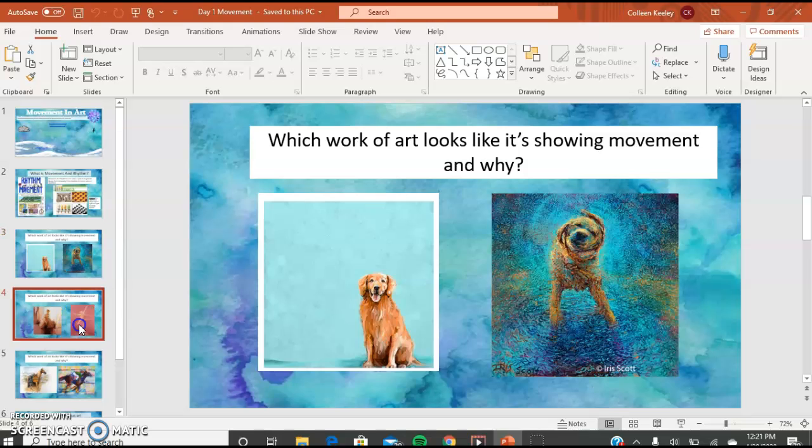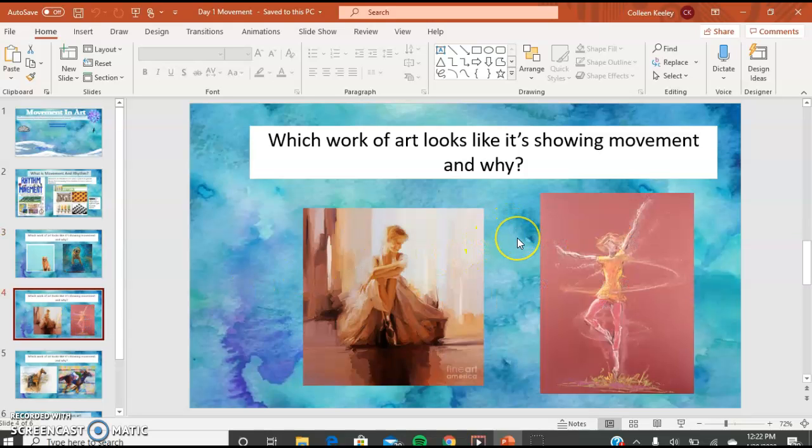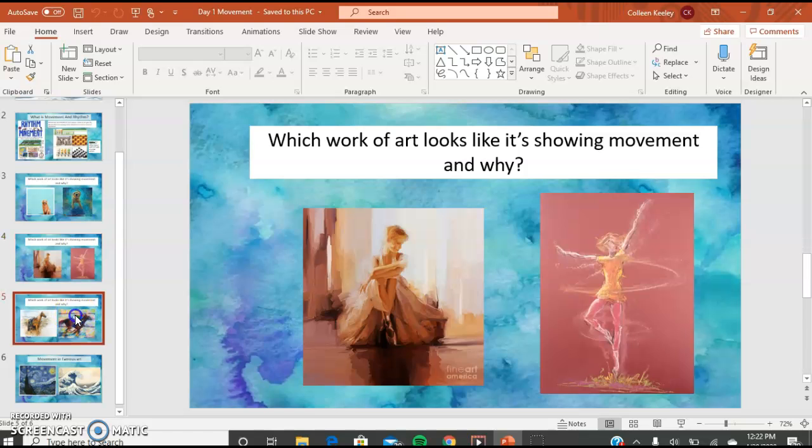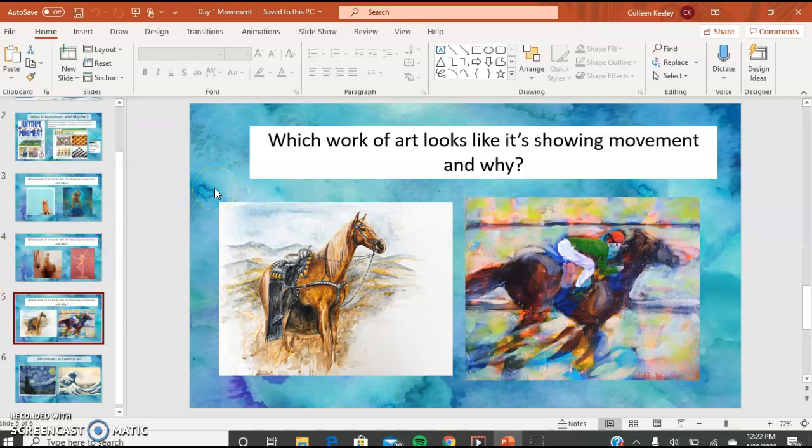Okay. Here's another example. Two ballerinas, both the same colors. One of them looks like it's actually moving and dancing, and one of them does not. So I want you to figure out which one you think it is. And then the last one is two horses. One of them looks like it is running. One of them looks like they're just standing there. Think about why you think that one is showing movement. What did the artist do to really show movement?